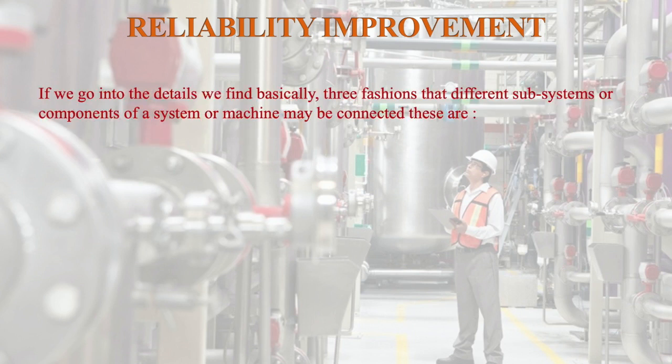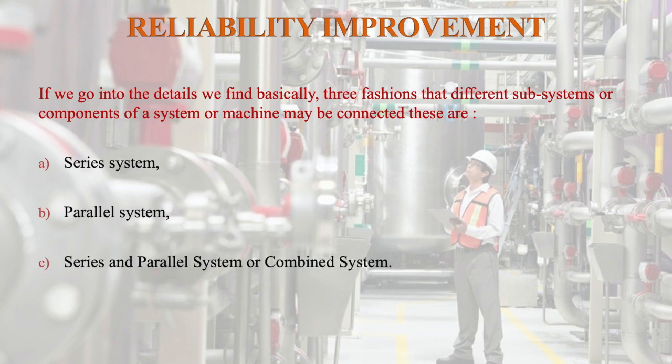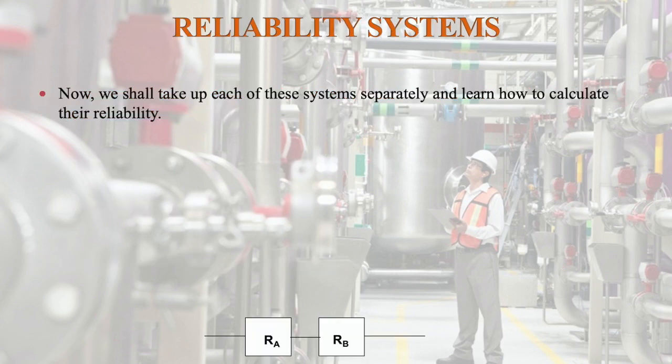If we go into details, we find basically three fashions or three types in which different subsystems or components of a system or machine may be connected. These are series system, parallel system, and series and parallel system or combined system. Reliability systems. Now we shall take up each of these systems separately and learn how to calculate their reliabilities.